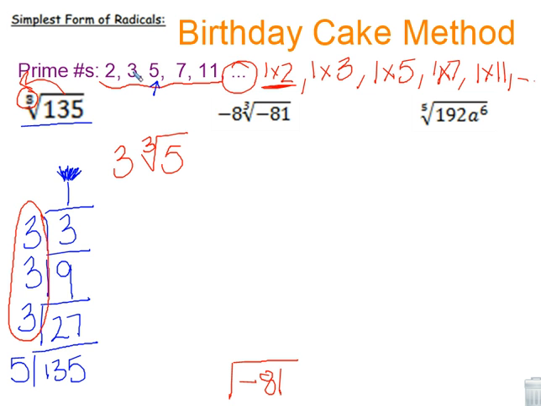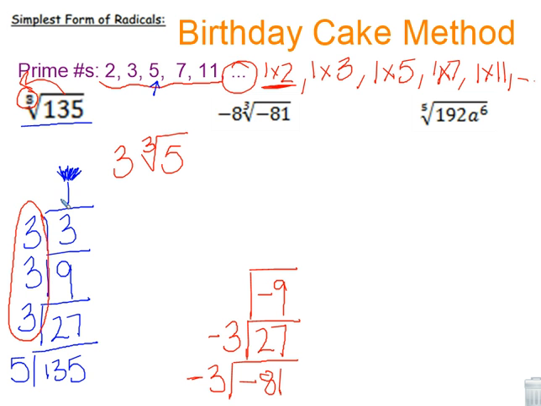So one of these prime numbers that can go into 81 is 3, but since my inside number is negative, I'm going to divide by negative 3. Negative 81 divided by negative 3 gives me a positive 27. Another prime number that can go into 27 is 3, but again, since my original number was negative, I'm going to divide by negative 3. 27 divided by negative 3 gives me a negative 9.